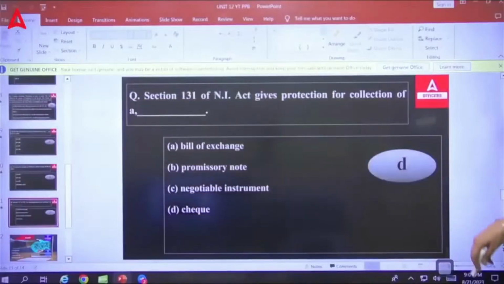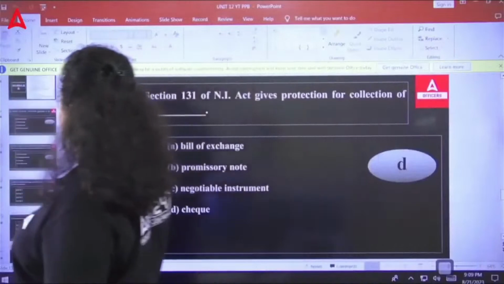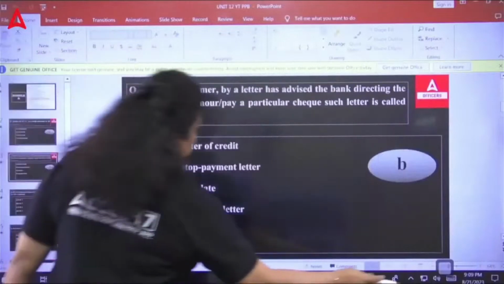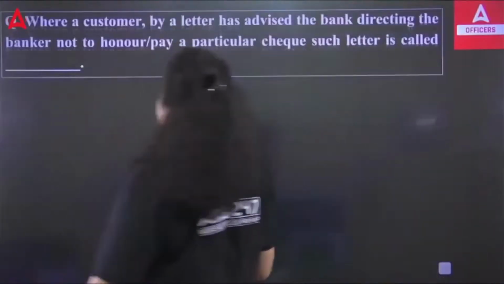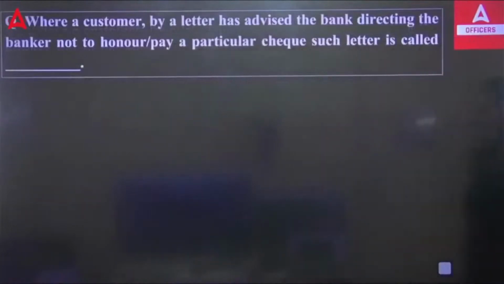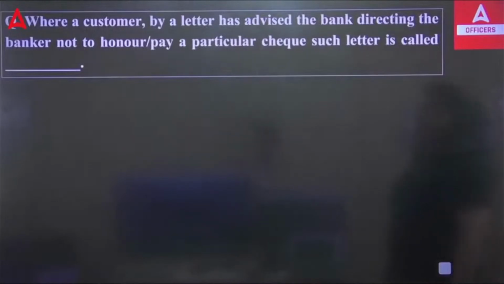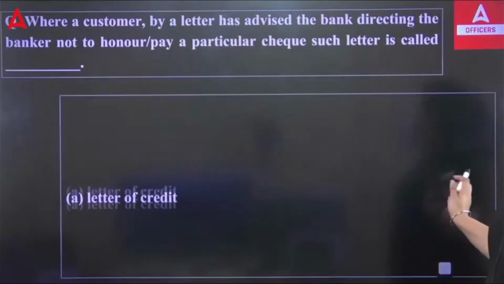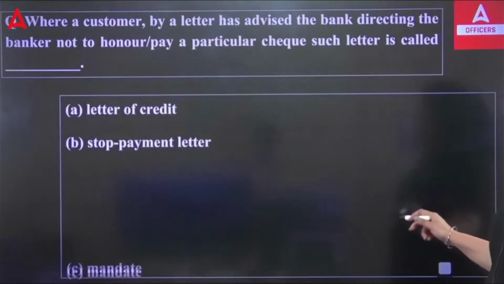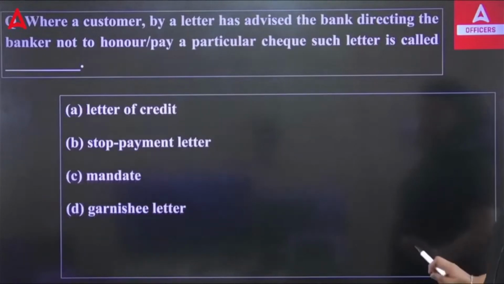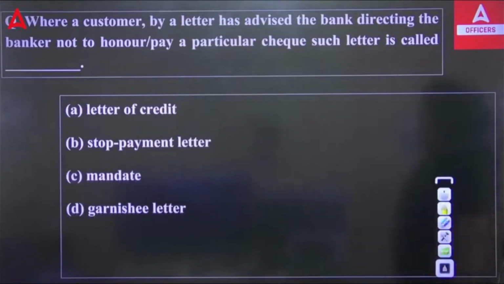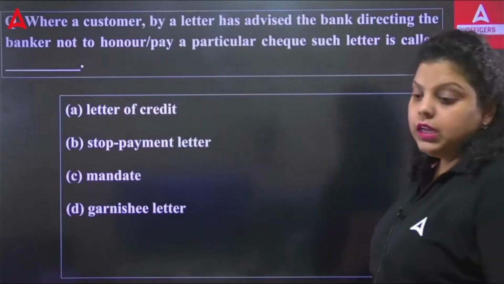Now, let's move forward to the next question, which is talking about where a customer, by a letter, has advised the bank, directing the banker not to honor or pay a particular check. Such a letter is called dash. Letter of credit, stop payment letter, mandate, or garnish letter. Which of the following is correct? A, B, C, or D?